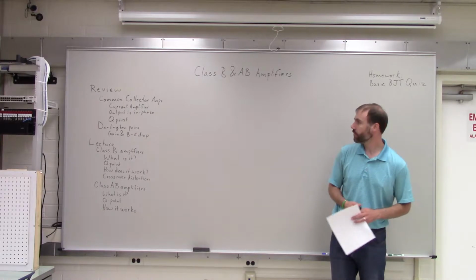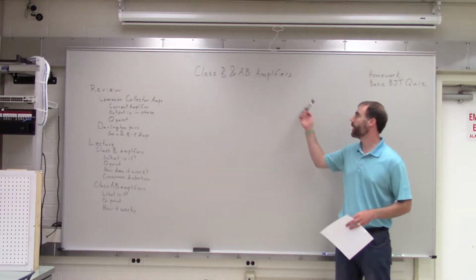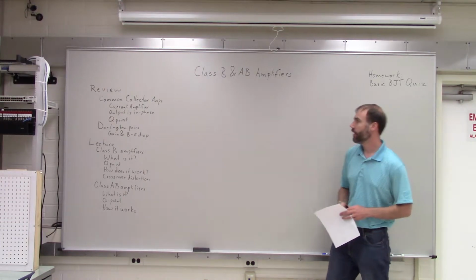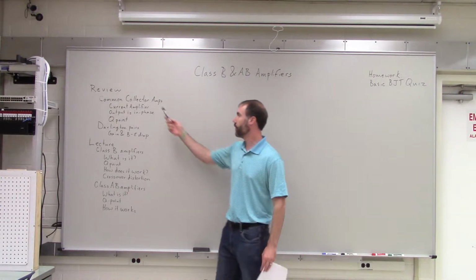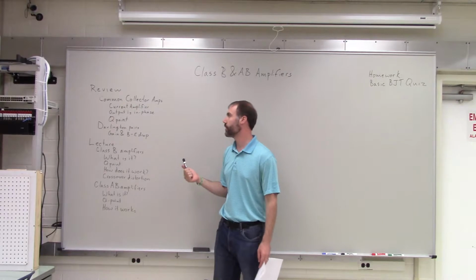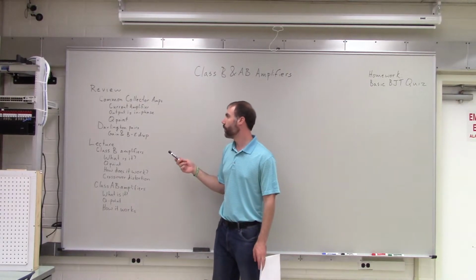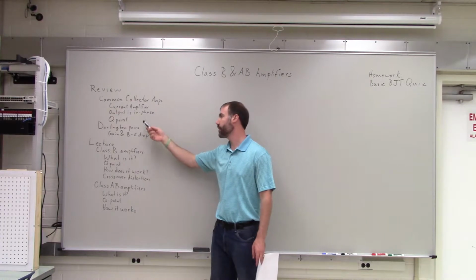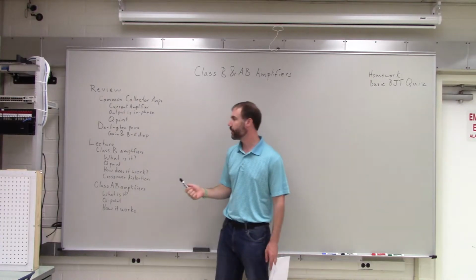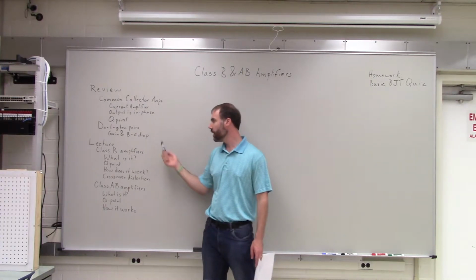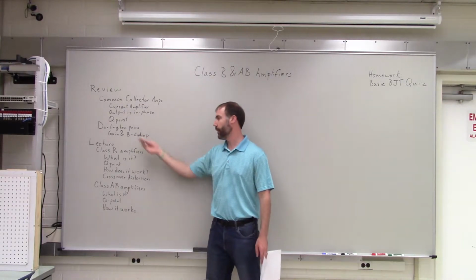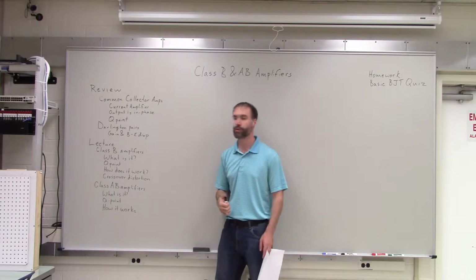So today we're going to talk about Class B and Class AB amplifiers. We're going to start with a quick review of common collector amplifiers that we saw last time. We'll talk about the fact that they're current amplifiers, their output is in phase, and we'll look at their Q point, their quiescent point. We'll also go over Darlington pairs like we saw last time. We'll talk about their gain and the base-emitter drop for those.